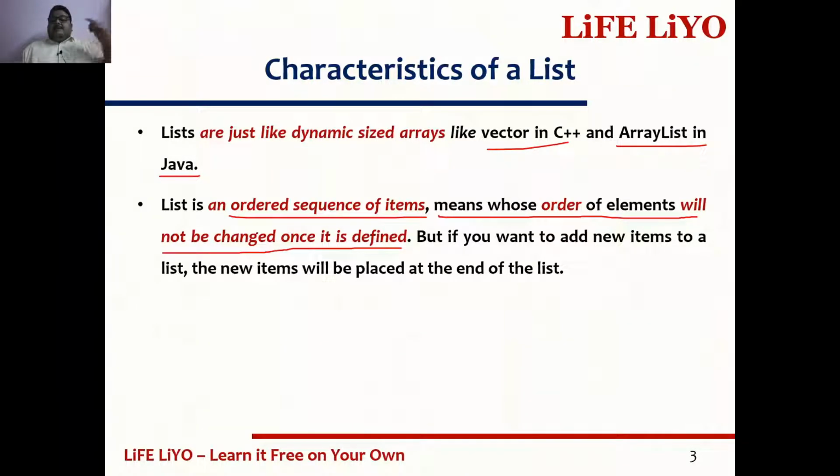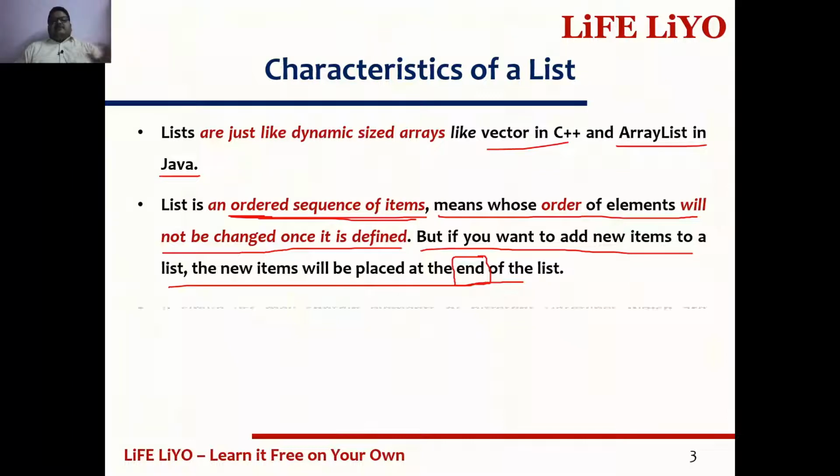But the definition says ordered as well as changeable. Ordered means we cannot change the order of the elements, but we can add new items or new elements. That's why a list is called ordered as well as changeable. If you want to add new items to a list, the new items will be placed at the end of the list. It is not going to add them in between or at the start, because once we have initialized a list, its order cannot be changed.